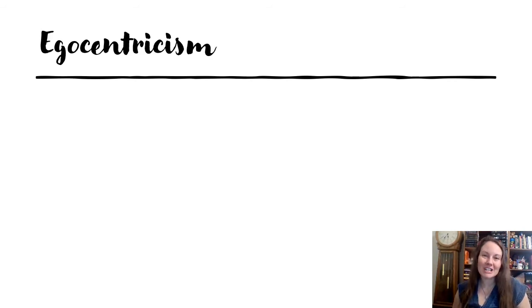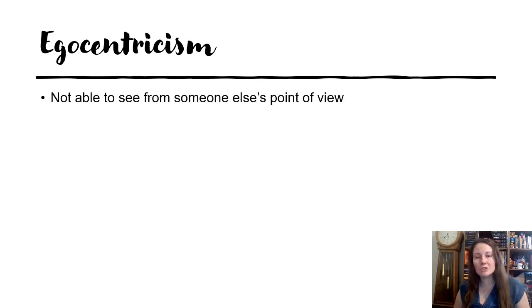So the last thing that we're going to talk about with Piaget's theory, at least for this week, is the idea of egocentrism. Usually when we think about egocentrism, it has a really negative connotation to it. When we're talking about pre-operational children, we're just basically saying that they're not able to see from someone else's point of view. And this actually can be really, really sweet.